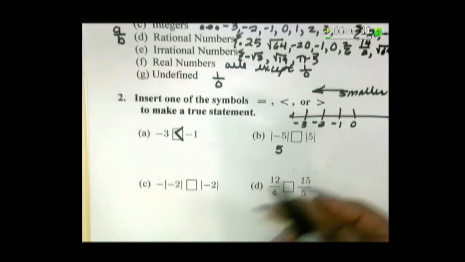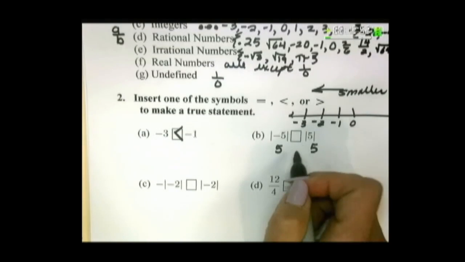What is the absolute value of 5? 5. It is not -5. Absolute value doesn't mean opposite. Absolute value means distance away from 0 on a number line. And distance is always measured in terms of positive numbers. So that's why absolute value is always positive. It's not the opposite. It's always positive.